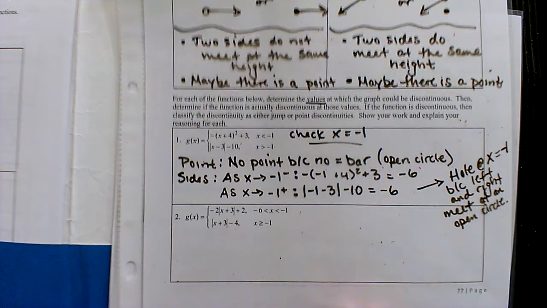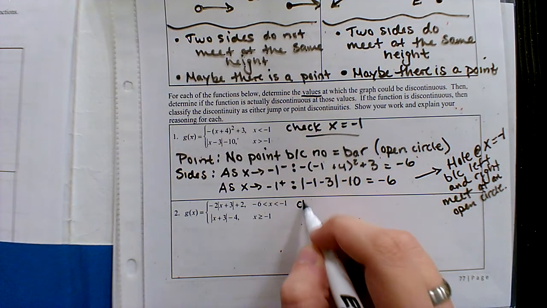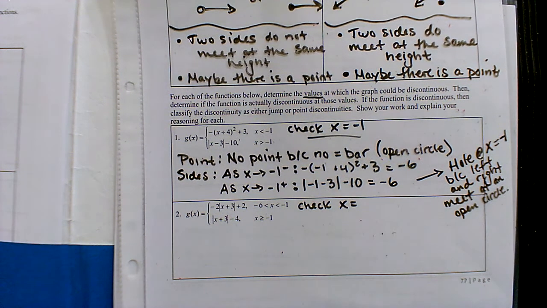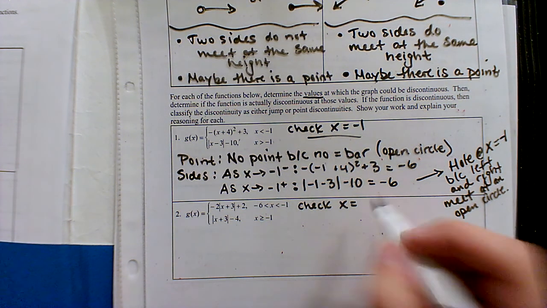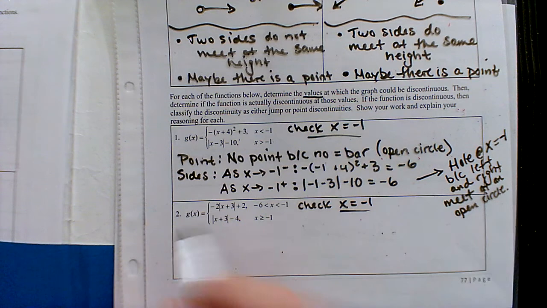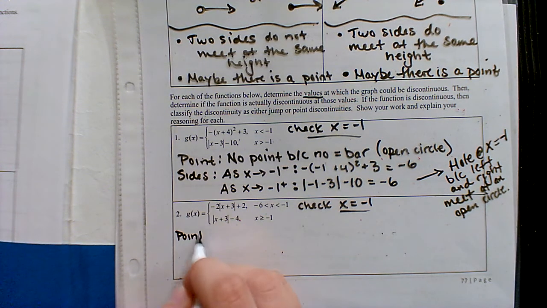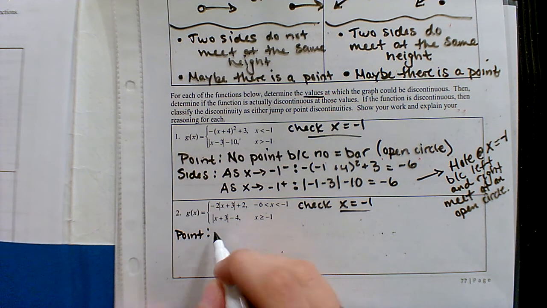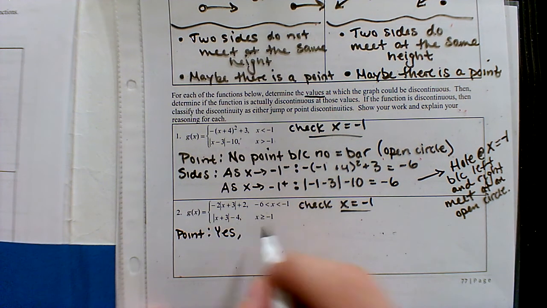Let's go ahead and try the next one. Okay, where is this special location that we have to check? Where does one equation end and the other one begin? Yeah, it's -1 again, okay? So let's see if there's a point at -1, aka a closed circle. Can we plug in -1 anywhere? Yes, so yes, we have a point.